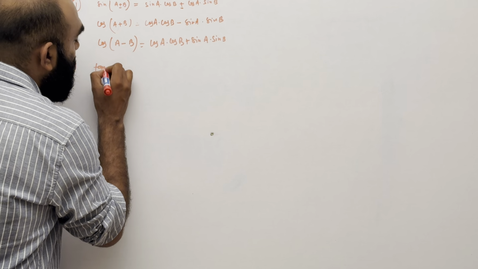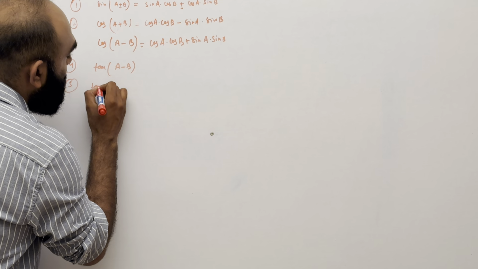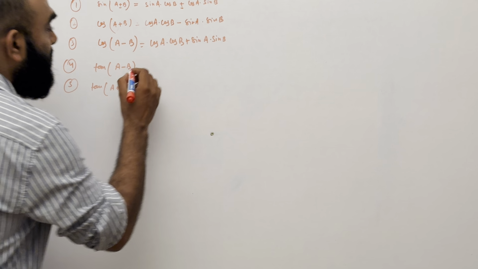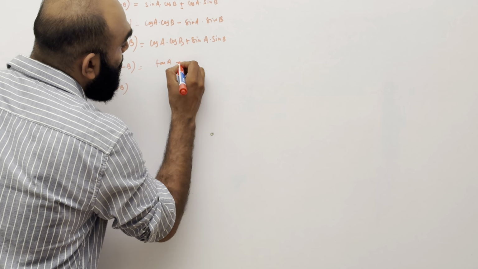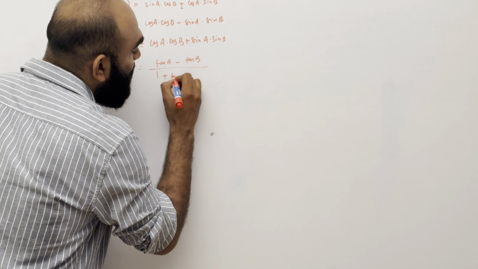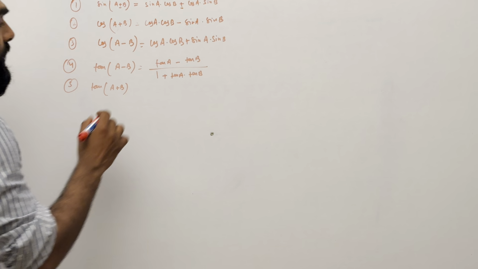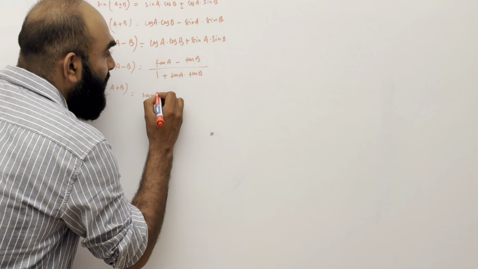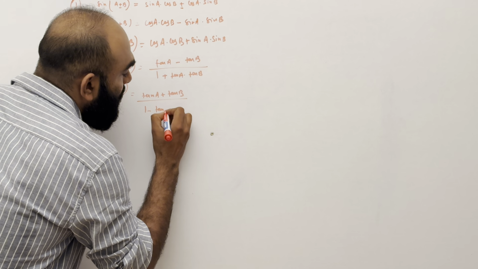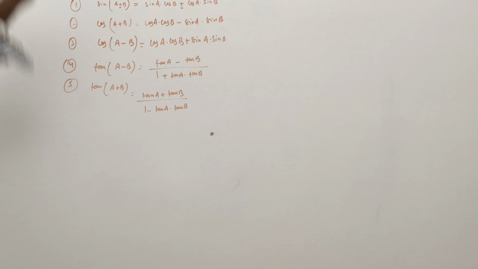Fourth one, what is tan of a minus b and what is tan of a plus b? You all know. Tan of a minus b is tan a minus tan b divided by 1 plus tan a into tan b. And if it is plus here, you will write tan a plus tan b divided by 1 minus tan a into tan b. Clear?